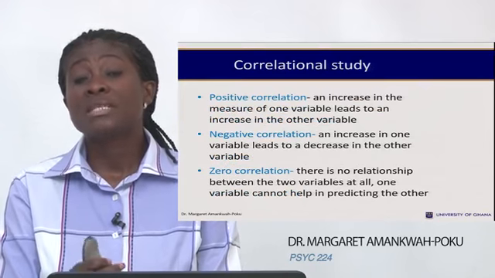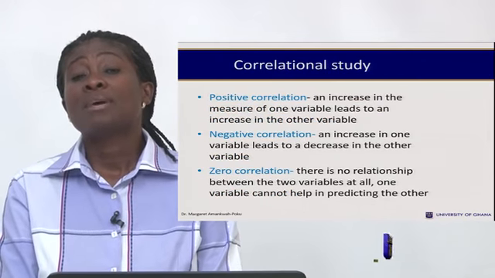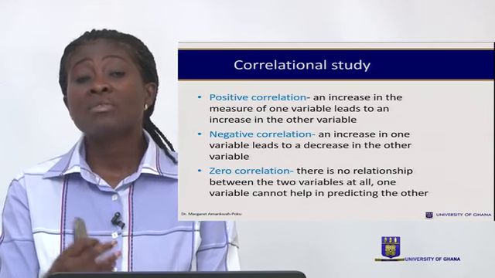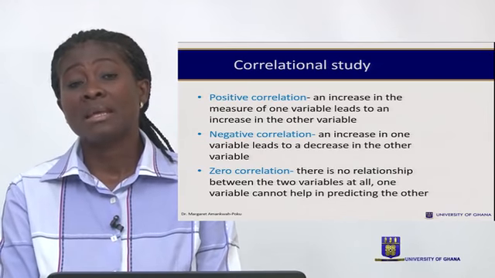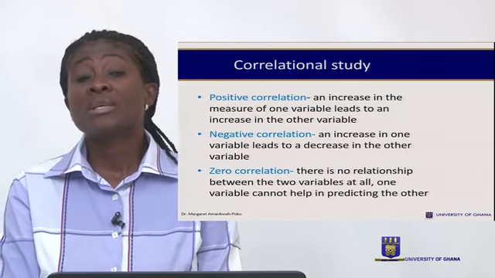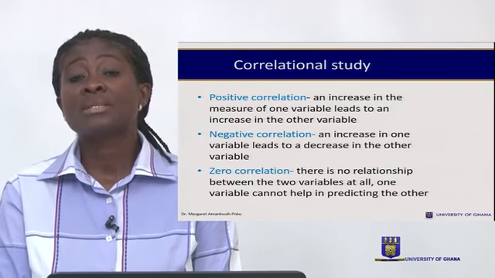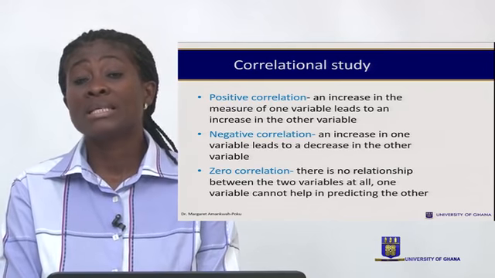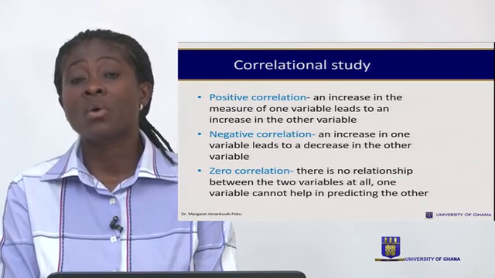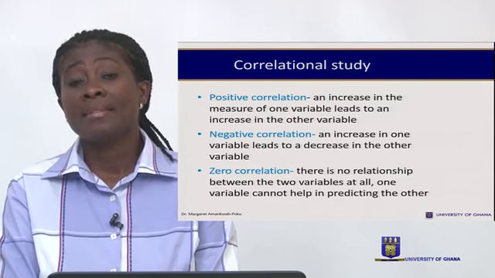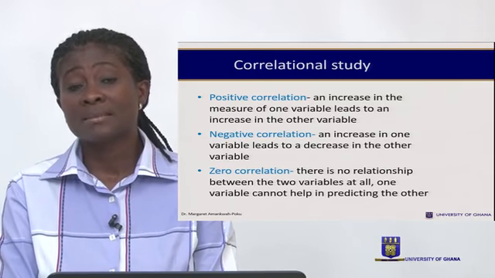Or as motivation decreases, then performance also decreases. So let me point out that it's not just an increase in one variable leading to an increase in the other, but also the reverse is true. A decrease in one variable leads to a decrease in the other variable. Now, negative correlation acts in opposite directions. So an increase in one variable will lead to a decrease in the other variable being studied.